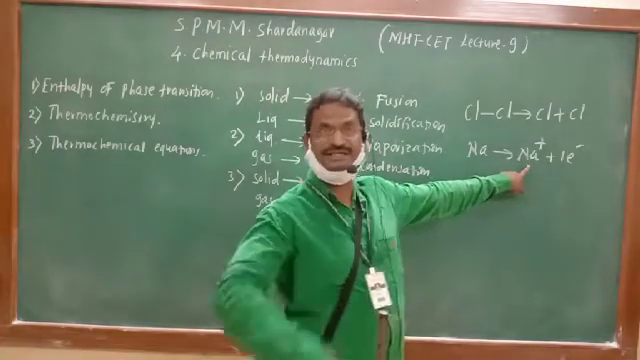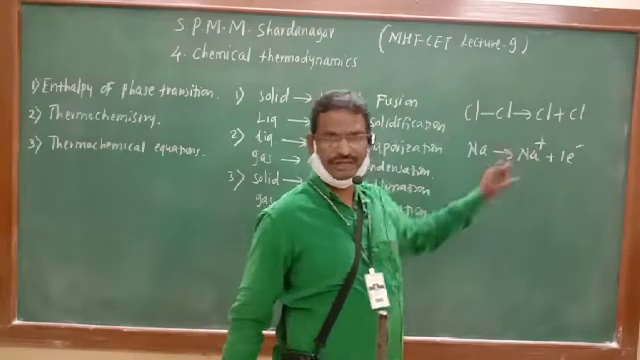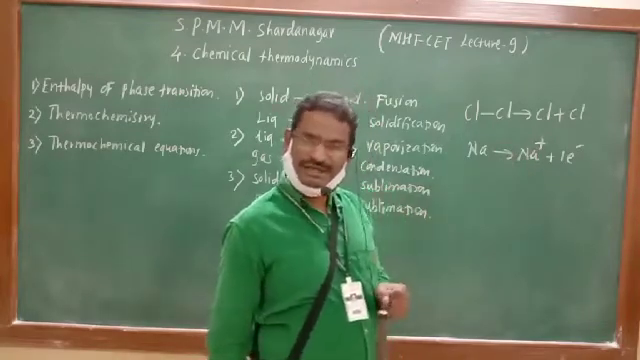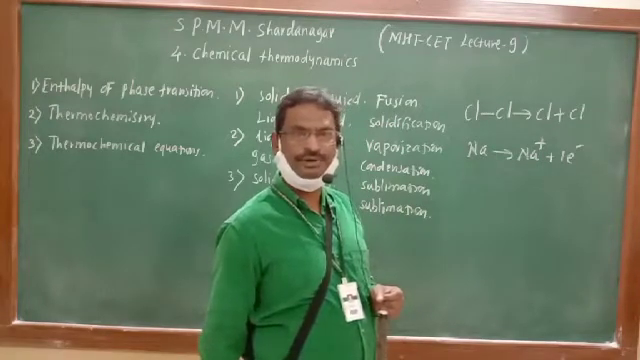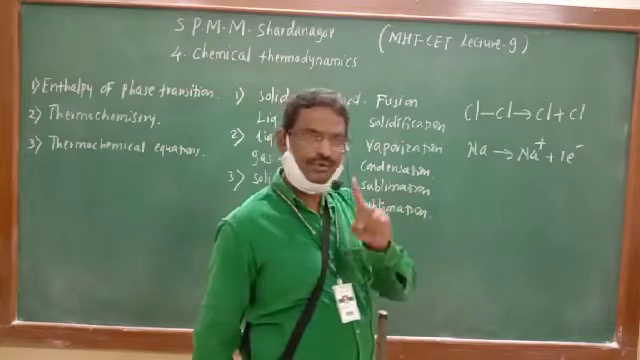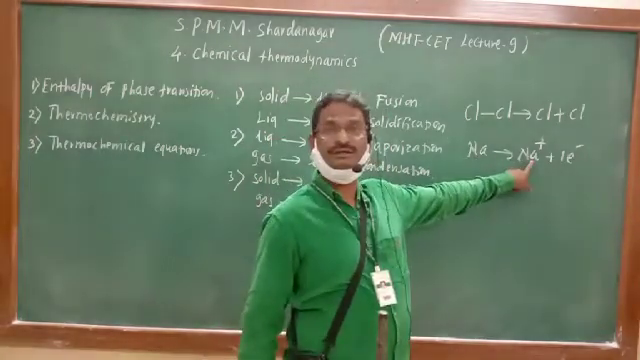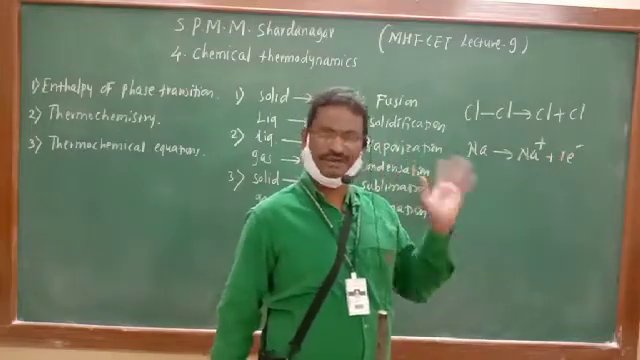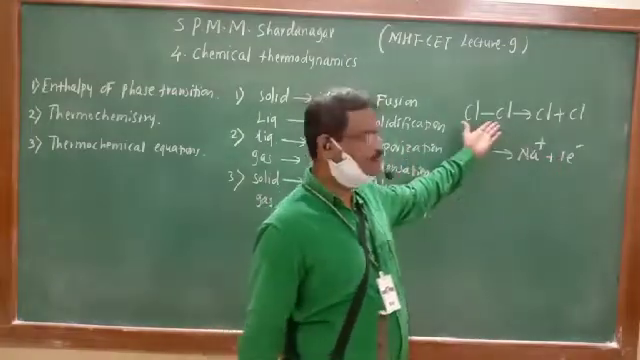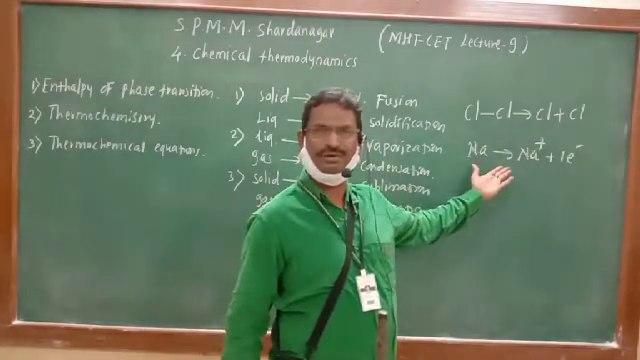The enthalpy change is known as enthalpy of ionization. Enthalpy of ionization is the enthalpy change whenever all atoms in 1 mole of atoms are converted to ions at constant temperature and pressure. Particular values are there. Here it is 242, here it is 494 joule, like that.